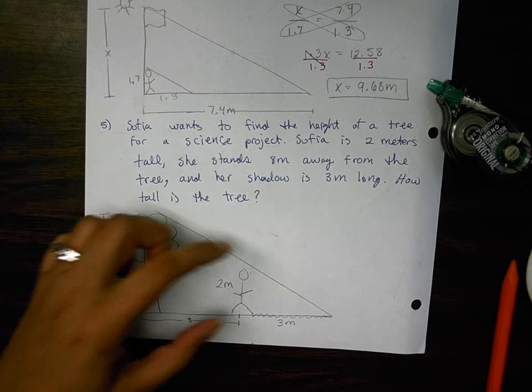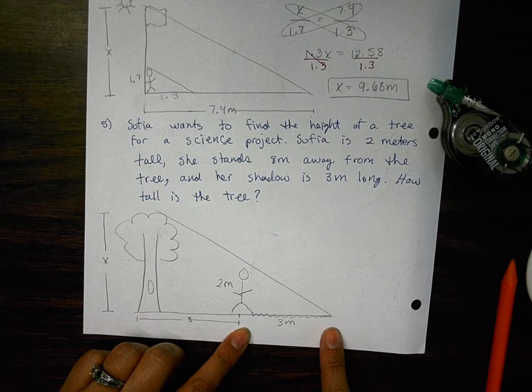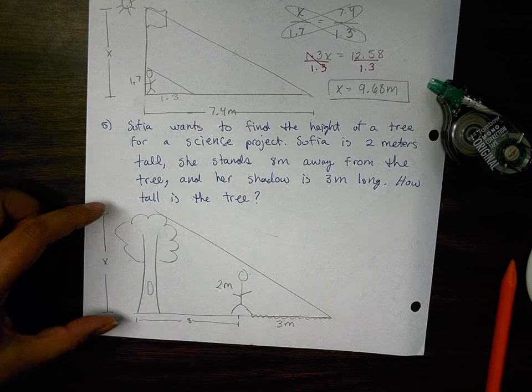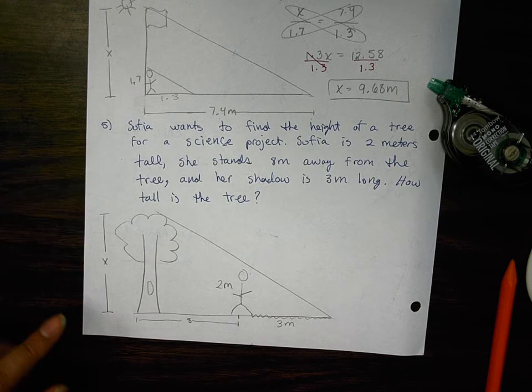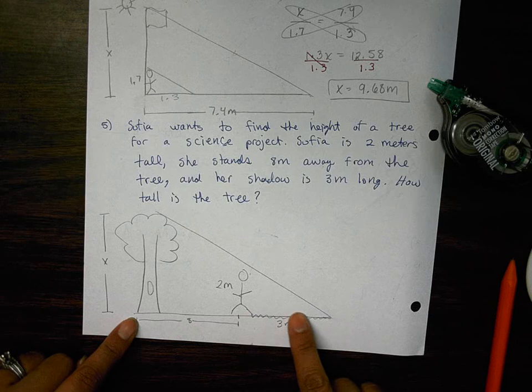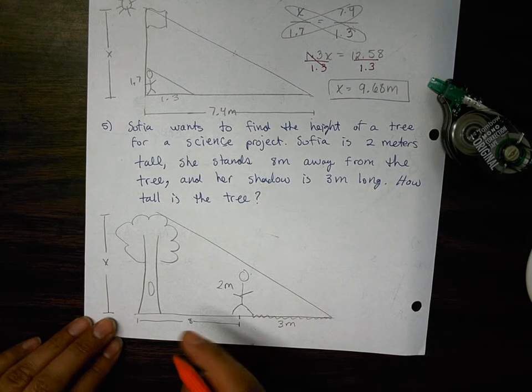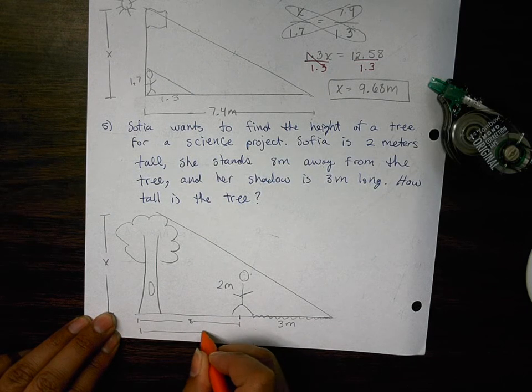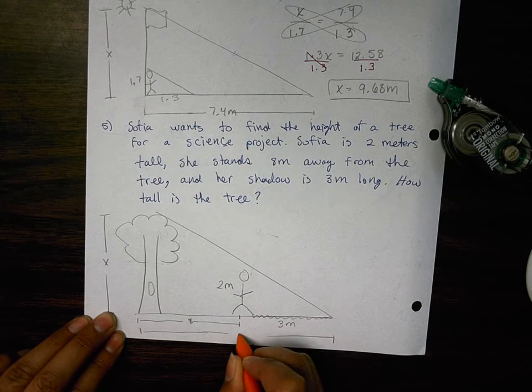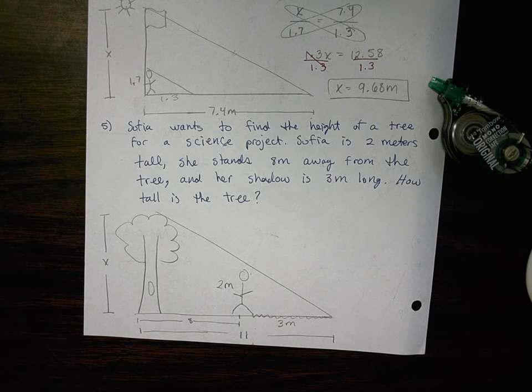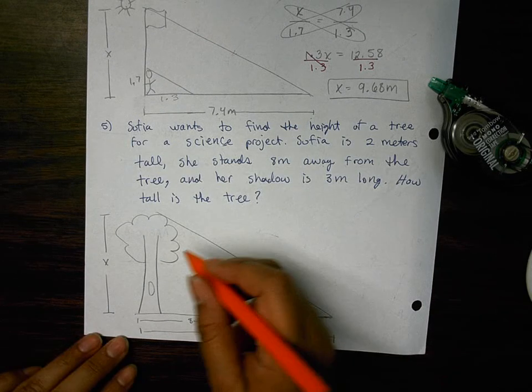A lot of kids will do it like this. They'll say x over 2 equals 8 over 3, which is incorrect. X over 2, is that part correct? Yes. Now, she's standing 8 meters away. Her shadow's 3 meters, and the tip of her shadow meets up with the tip of the shadow of the tree. So what is the length of the shadow for the whole tree? 11. Do you guys see where the 11 is coming from? Yes. They never said the shadows meet at the end. I know. It should have, and that's why I'm saying it now. And at the same time of day as well.